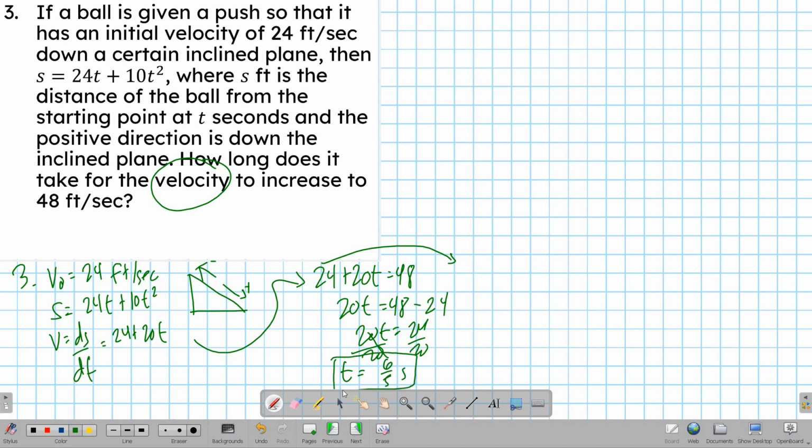6/5 second. That's the exact time when the velocity of the ball becomes 48 feet per second. And those are examples of rectilinear motion.